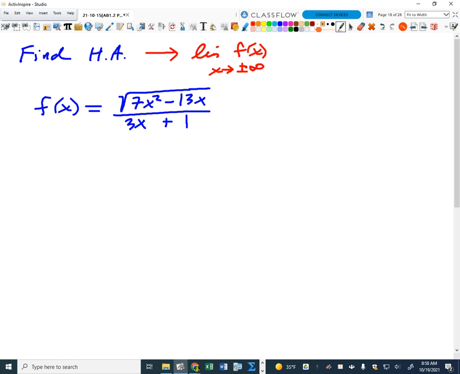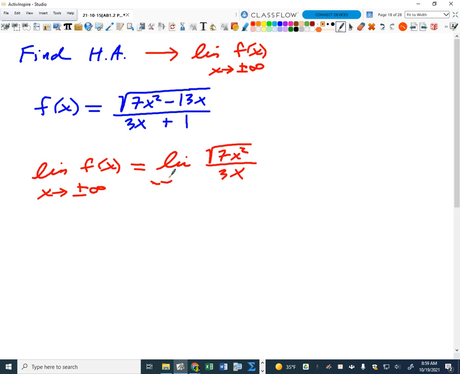Okay, so let's do that. So the limit of this whole thing, I'll just call it f of x for a second here. Okay, what can I replace that with? My f of x. Okay, so that's going to become the limit of the leading term. So that's the square root of 7x squared divided by 3x as x approaches plus or minus infinity. Okay, and what's that become?